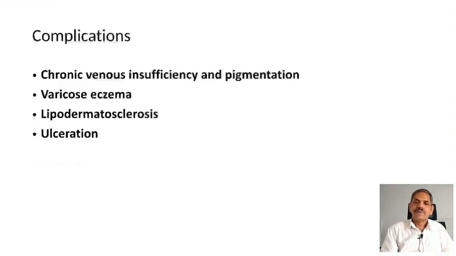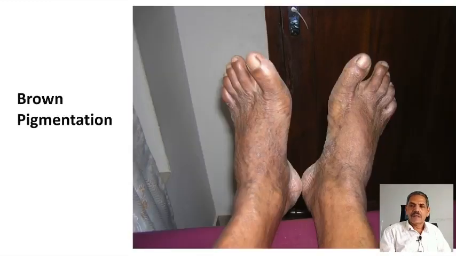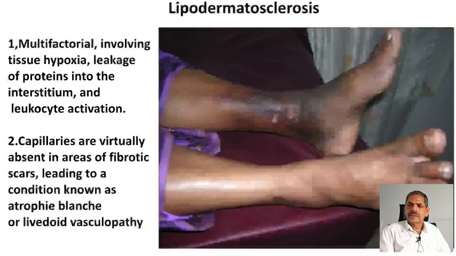Complications of varicose vein: chronic venous insufficiency and pigmentation on the skin, varicose eczema, lipodermatosclerosis, and ulcer in the leg around the malleoli. This slide shows the brown pigmentation. This is due to the venous insufficiency. This brown pigmentation is due to the leaking of blood from the vascular territory, oozing blood outside the vasculature and producing hemosiderin pigmentation. That's the reason for the brown pigmentation.